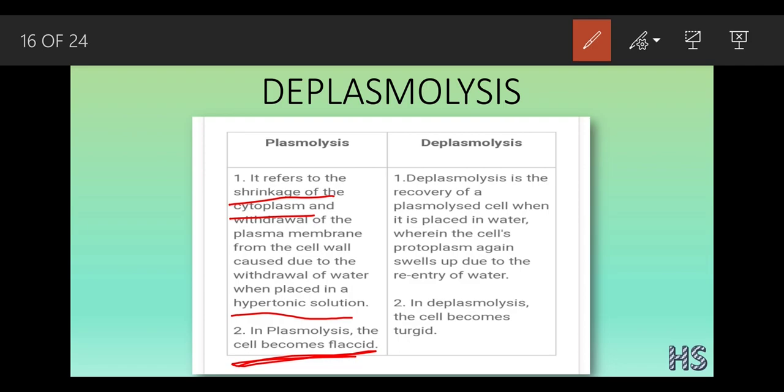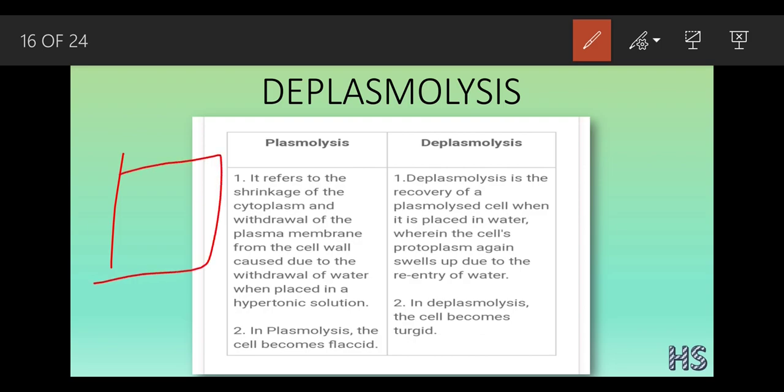Now let's understand the reverse condition of plasmolysis. In the last part, we saw that the water from the cytoplasm also shrinks up. Like this was a cell, and inside the cell there was no water. So what if I have to revive the cell? If I have to save the cell from dying, what am I going to do? I'm going to place this cell in a hypotonic solution.